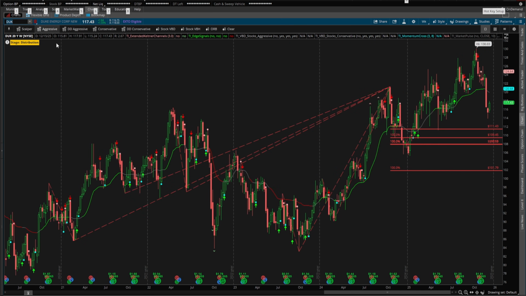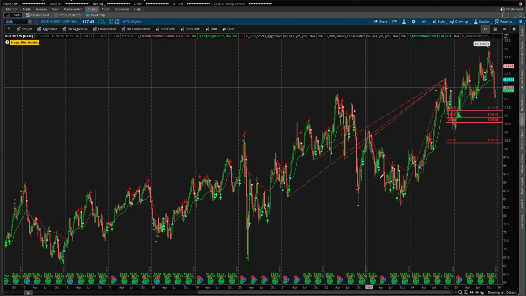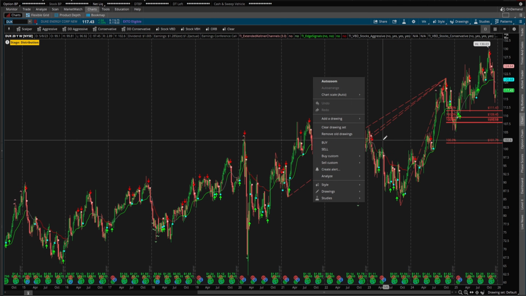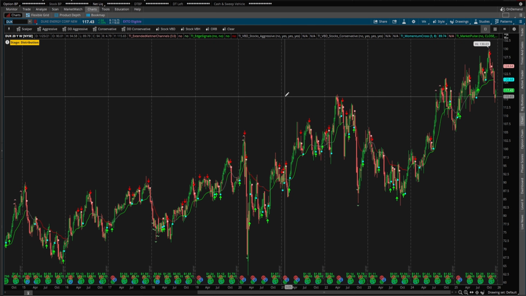And finally, we move on to DUK Energy. And you'll notice in DUK Energy, I have levels drawn from before. So let me go ahead and clear those out. I'm going to clear this drawing set. And we can start from scratch here.